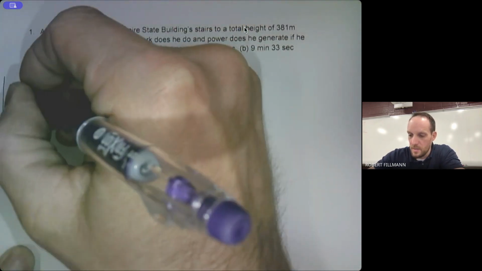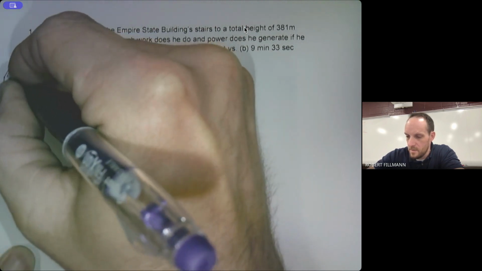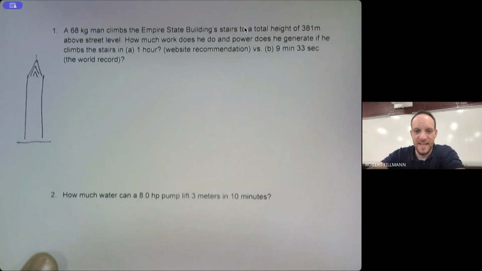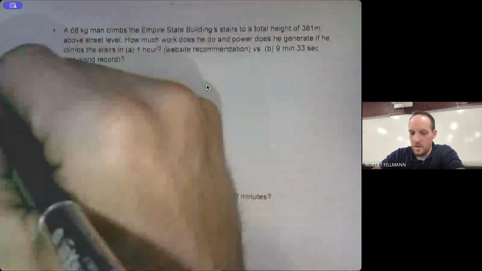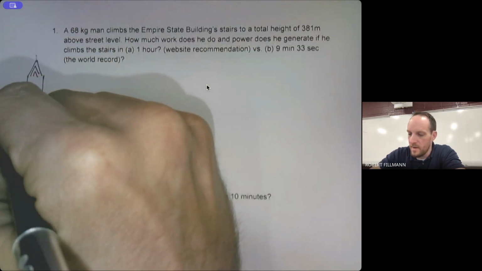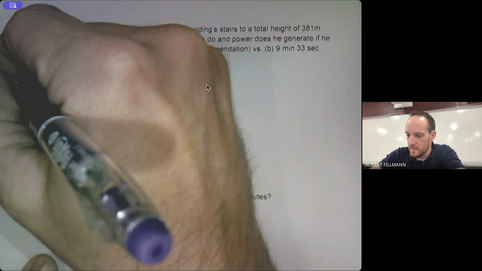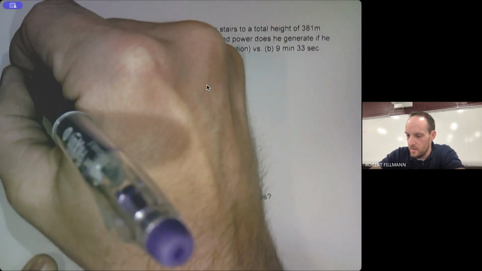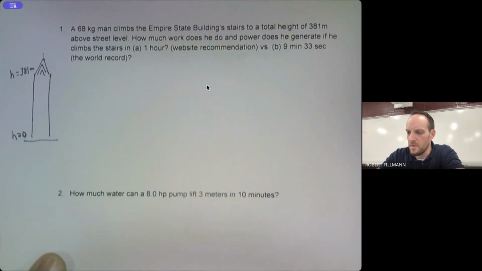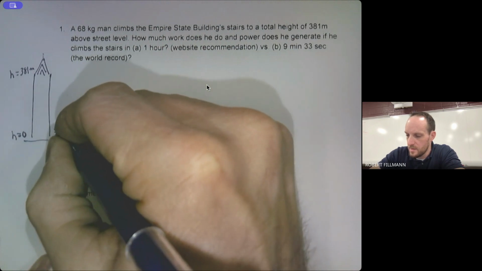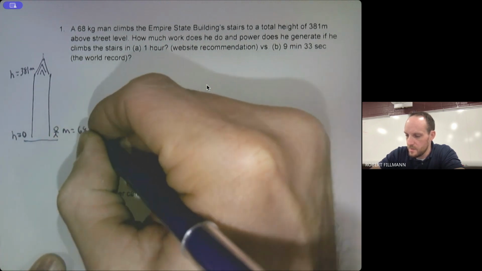So as is my wont, I will start by drawing a picture. Never go about solving a word problem without drawing a picture first. It's a bad picture. And we're going to try to identify what's going on here and what we know. So we know the height of the building. And remember, whenever we have heights, we have to pick our height of 0. So we'll make that be the bottom of the building. You could say the top here is the 381 meters, height of the building. And then we've got our person, so not really a scale drawing here, but our mass of 68 kilograms.